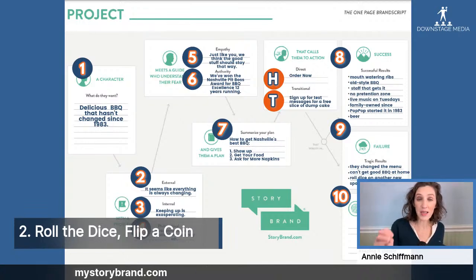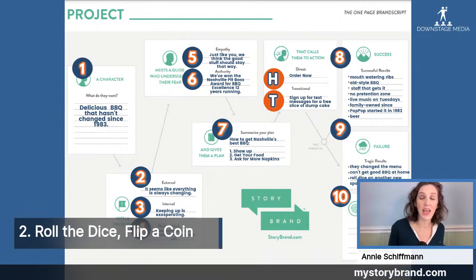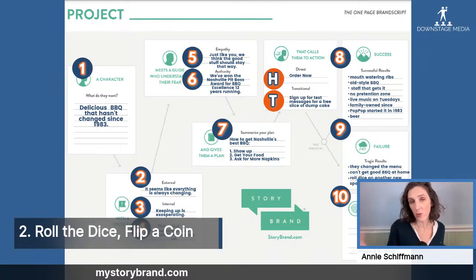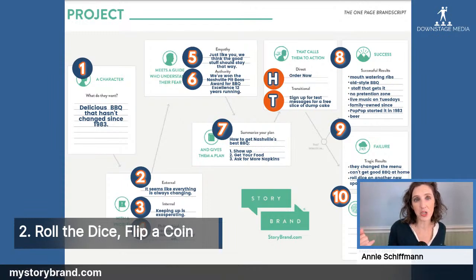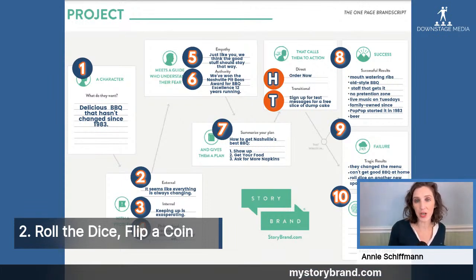All right. So boom, right there. We've got number 8, we got number 5, and then you could flip a coin for heads or tails as to what your call to action is going to be. I just did one on the fly just then. I picked tails, which is sign up for text messages for a free slice of dump cake, right? So we could easily create some visuals that are going to go with that.